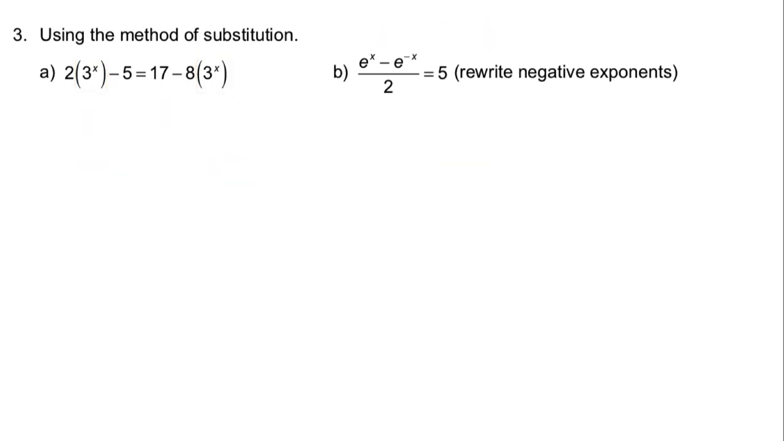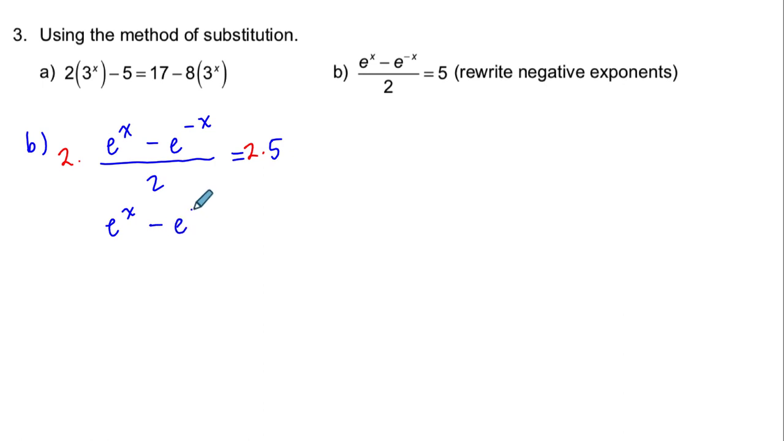So here in part B, we want to solve for x, and we notice that we have 2 terms involving x, but unlike in the first question where we had 3 to the x and an identical 3 to the x, here we don't have the same expression written twice. So the first thing we are going to do is rewrite the negative exponents and maybe clear the fraction. So for part B, I'm going to multiply both sides of the equation by 2, and that will help to clear the fraction. So 2 times on the left and 2 times on the right. So now we have e to the x minus e to the negative x is equal to 10.